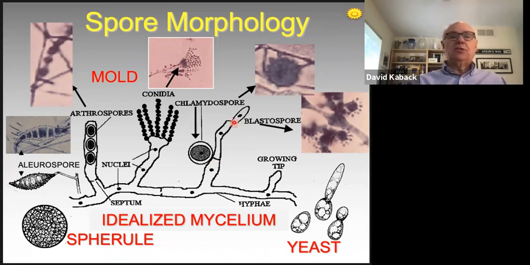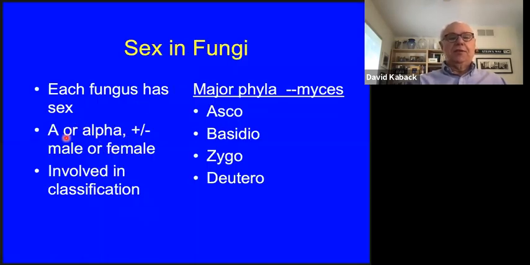Okay, so now let's talk about sex in fungi. Many fungi have sex. Okay, many fungi have known sexual cycles. Probably all of them do, but some of them may have lost it recently and don't exhibit it. We call the different sexes sometimes A or alpha, plus or minus, sometimes male and female. Doesn't matter. It depends on the mycologist who named it. And sex in fungi is involved, as I mentioned, in their classification.